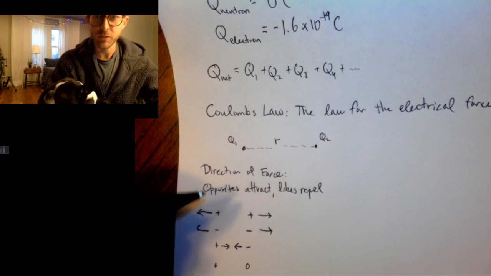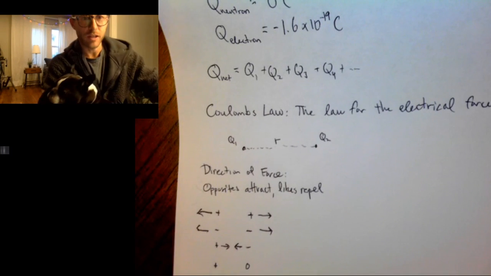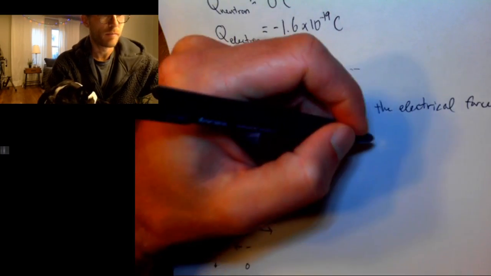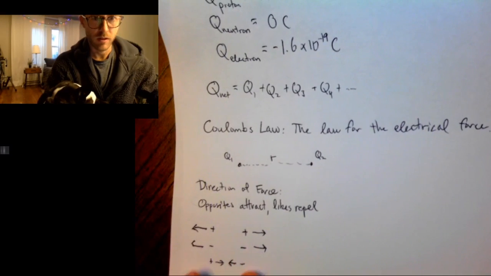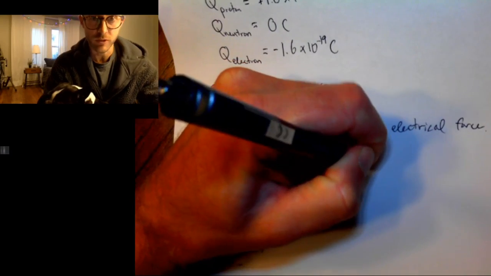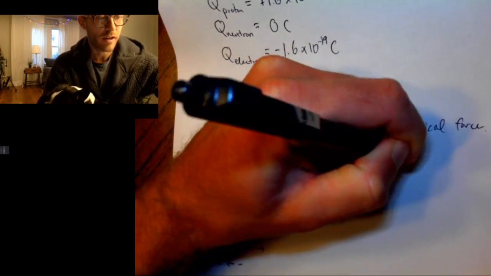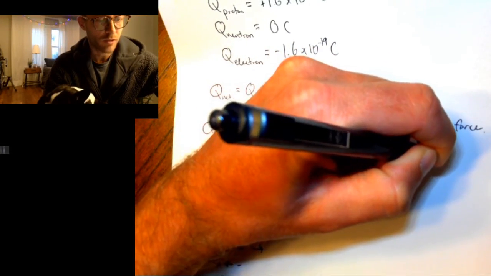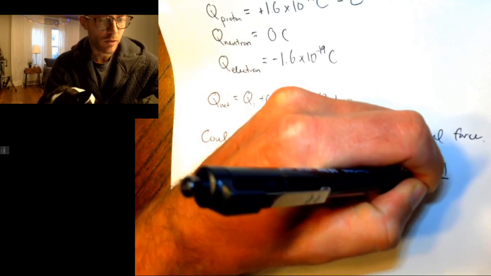Okay, so now I'm going to give you the actual equation for Coulomb's law. So that tells you the direction of the force. Now what I'm going to show you is the equation for the force. So the equation for the size of the electrical force is K times the absolute value of Q1 times Q2 over R squared.